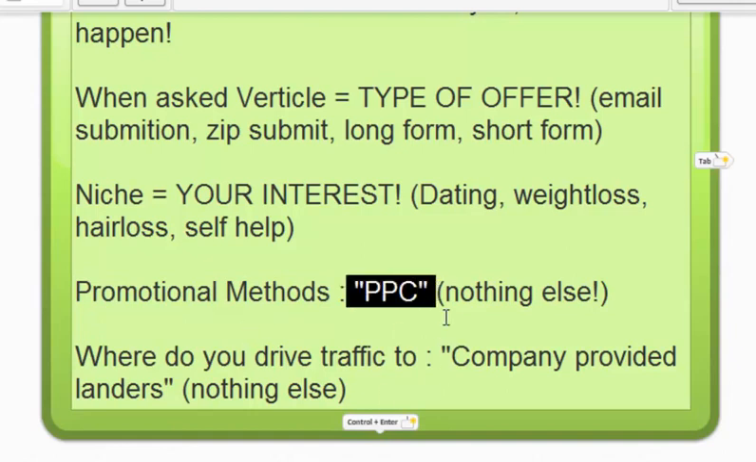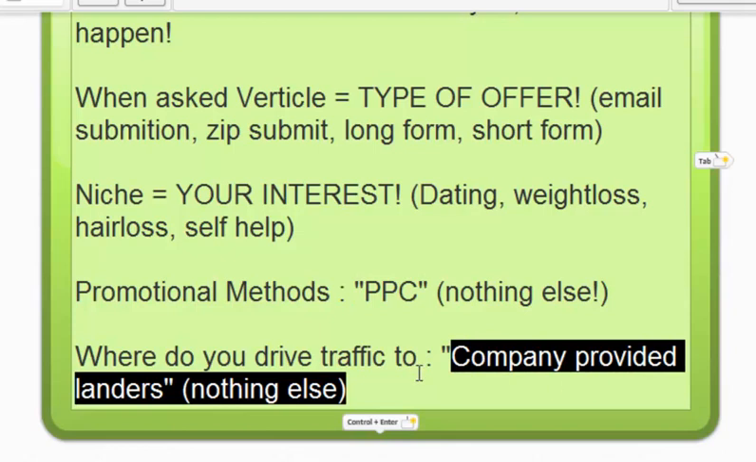And if they ask you where you're going to drive the traffic from your ads, you just need to say you're going to drive traffic to company provided landers and nothing else. Company provided landers are nothing but sales pages created by the company. If Adidas is selling some sort of footwear XYZ and the company has provided landing pages for its affiliates, you are going to be using the company provided landers. Landers are nothing but landing pages.